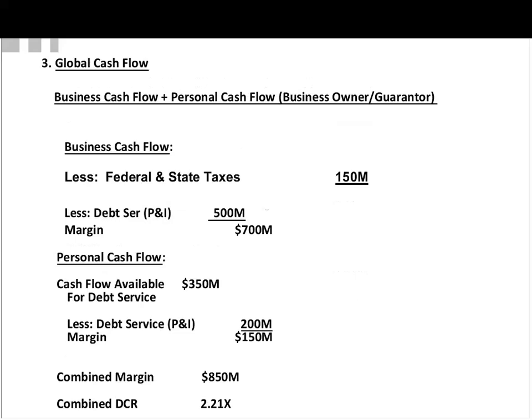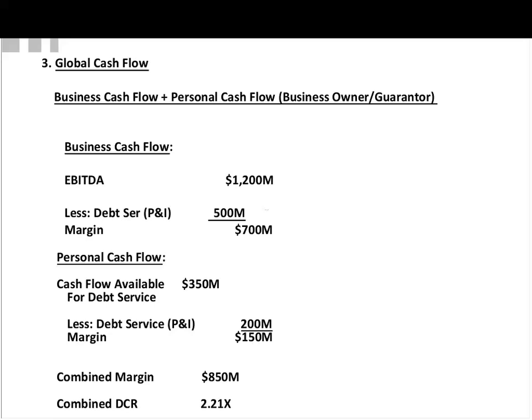Page number 20, our third and final of the main cash flow models for today's session. Global has nothing to do with international trade or banking or anything. It's simply a combination of the two models we've just covered, business and personal. You'll notice the combined margin, combined DCR at the bottom. I put this in your notes, please.